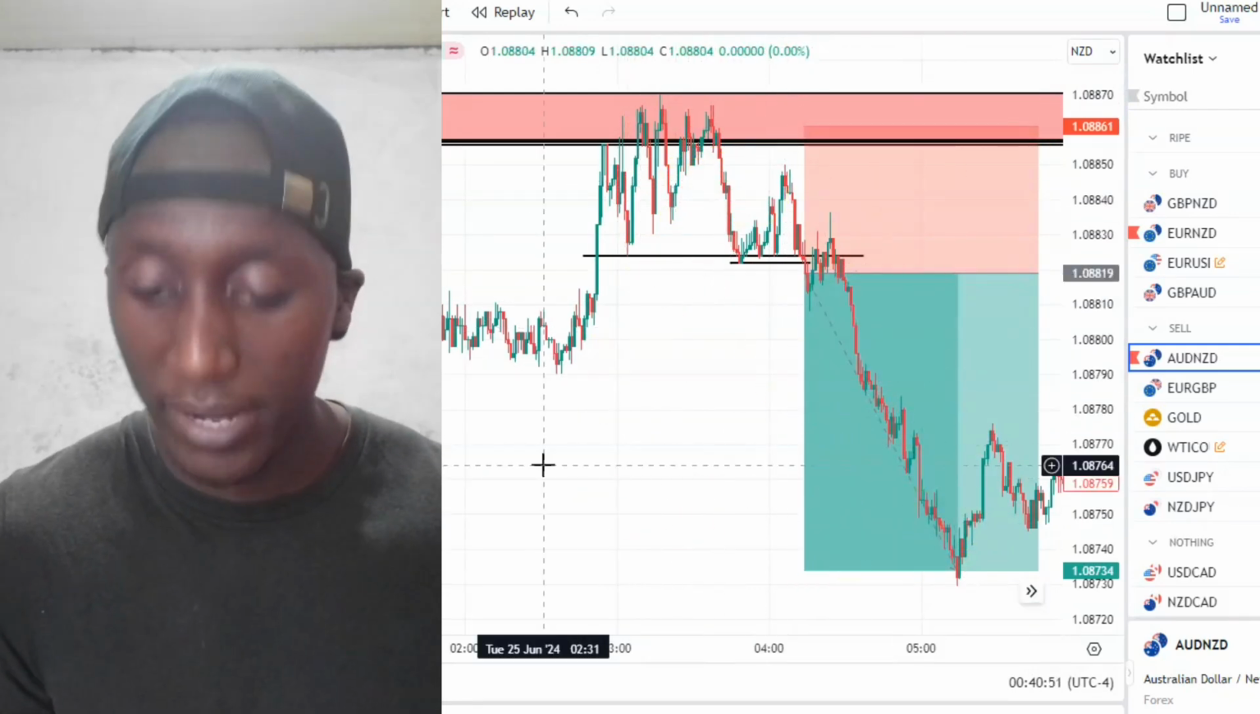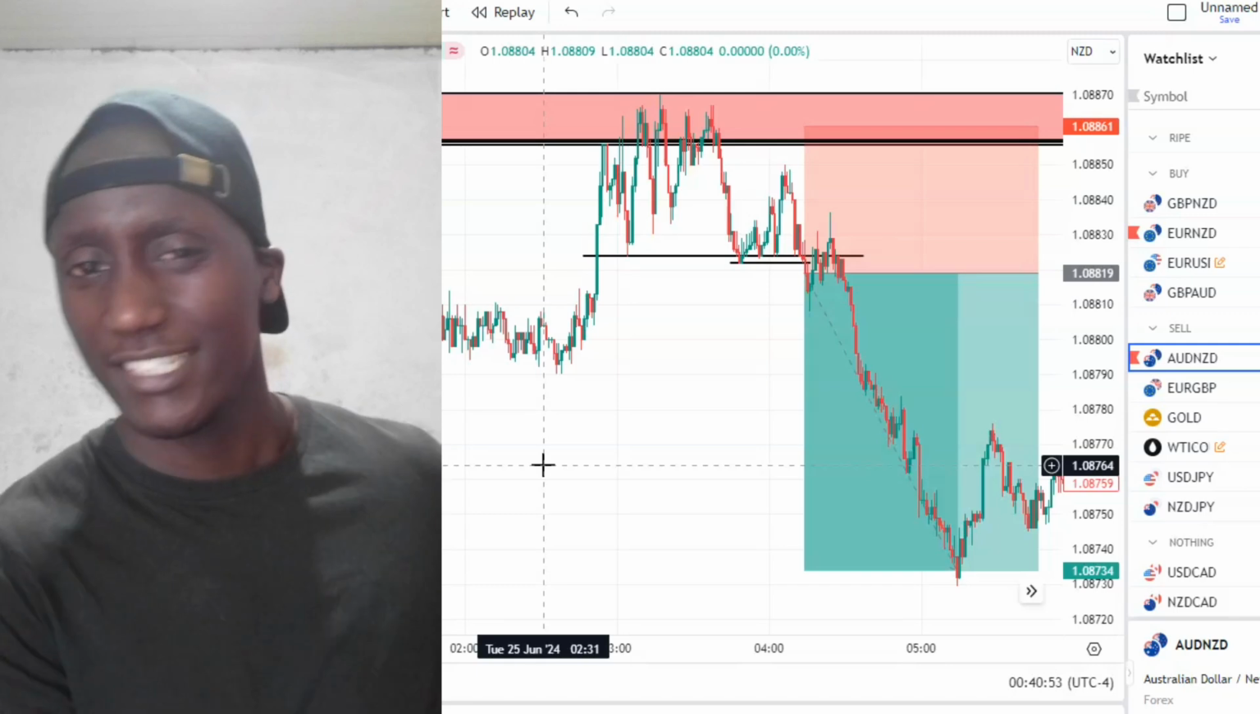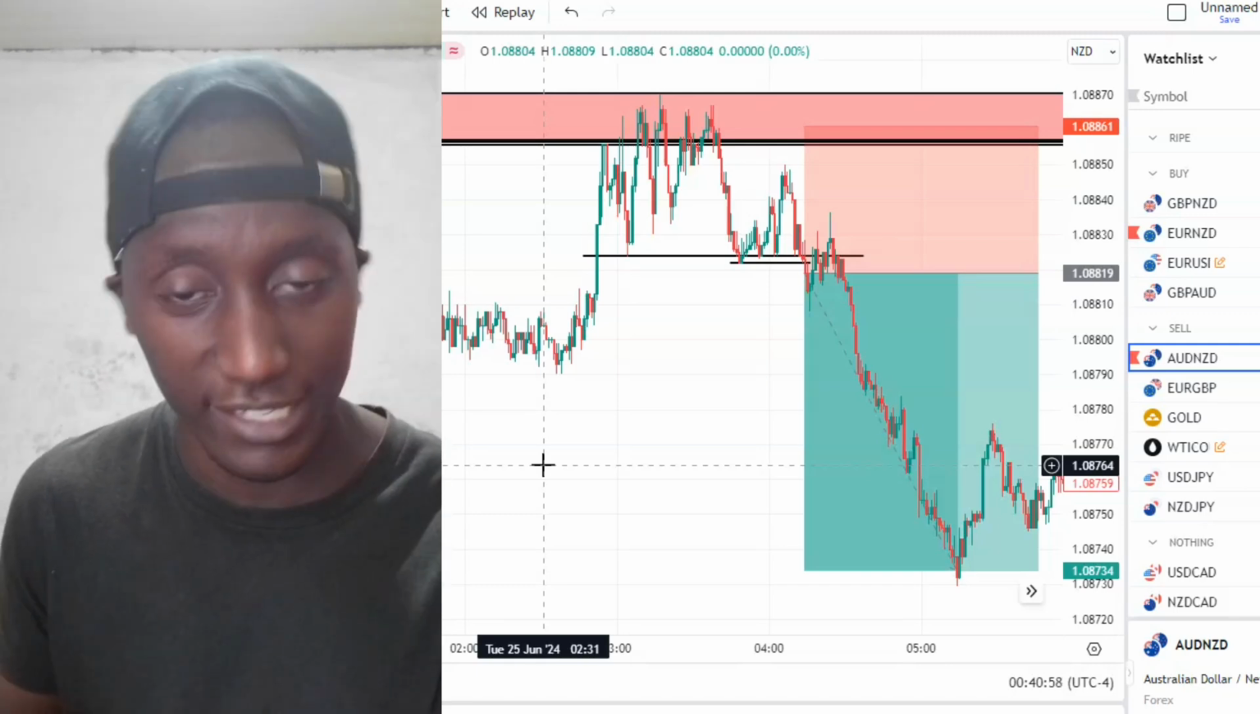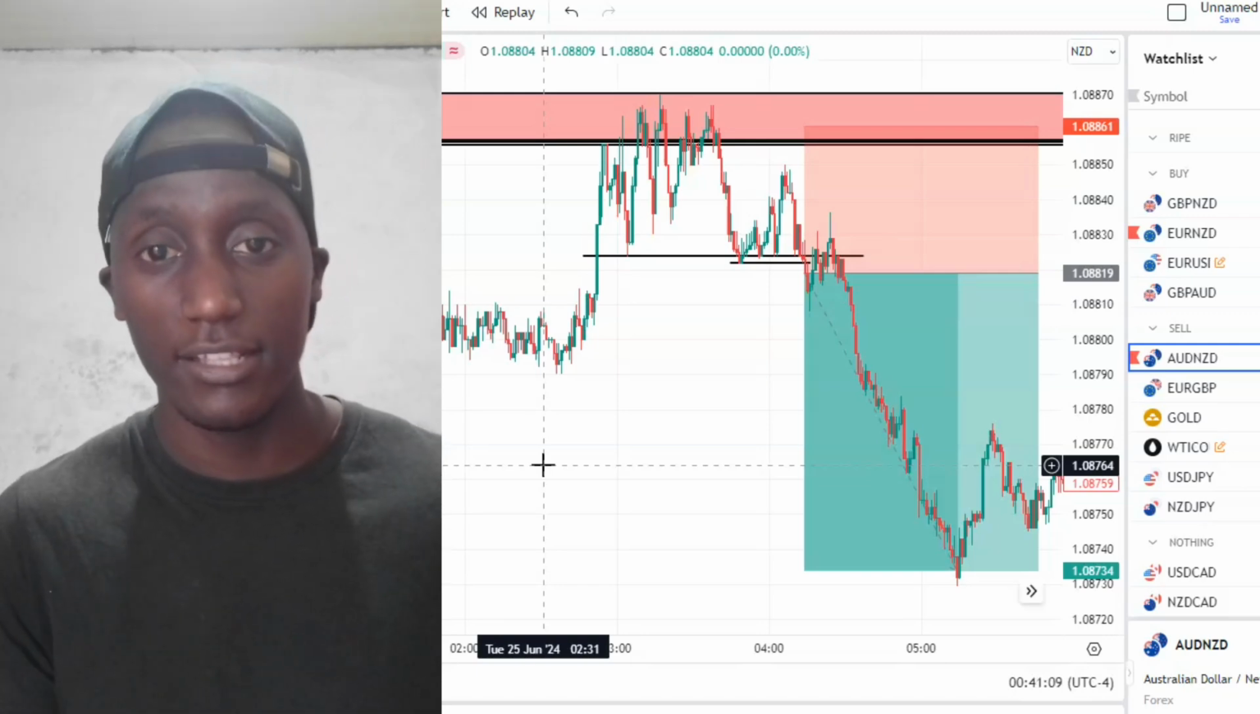And so this is how I personally filter out poor quality setups so that I can only focus on the higher quality setups.